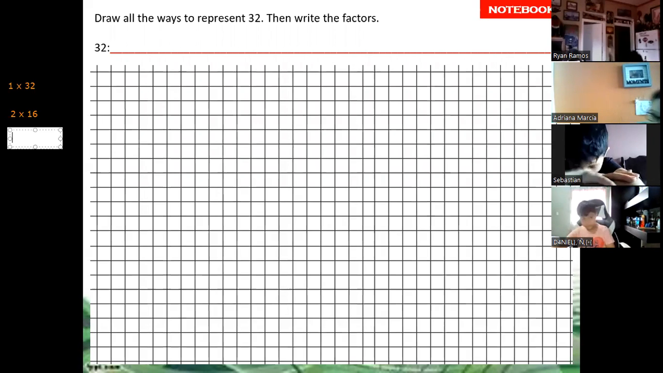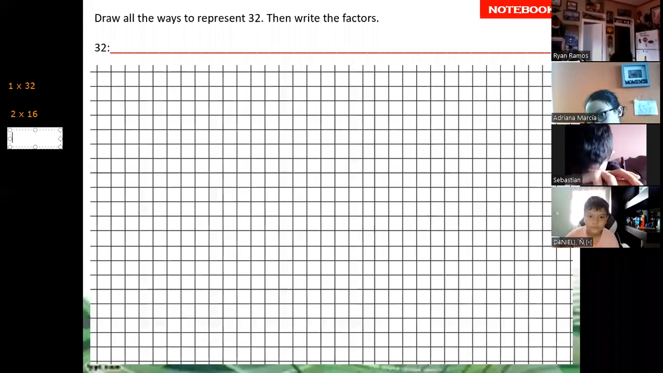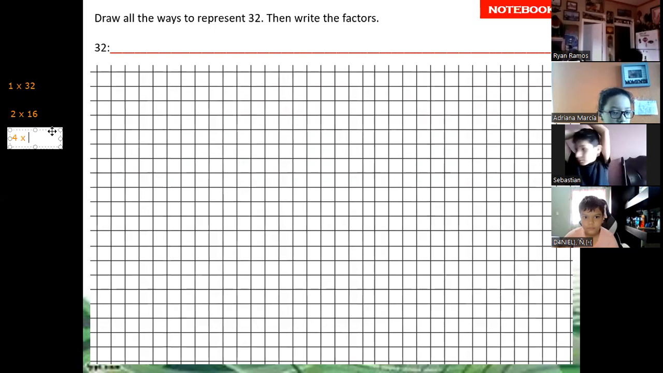What about table of 3? 3 times 10? 30. 3 times 11? 33. So, no, it's not divisible by 3. What about by 4? Table of 4. 4 times 6 or 4 times 8. 4 times 8, 32. Okay, so we got another pair.